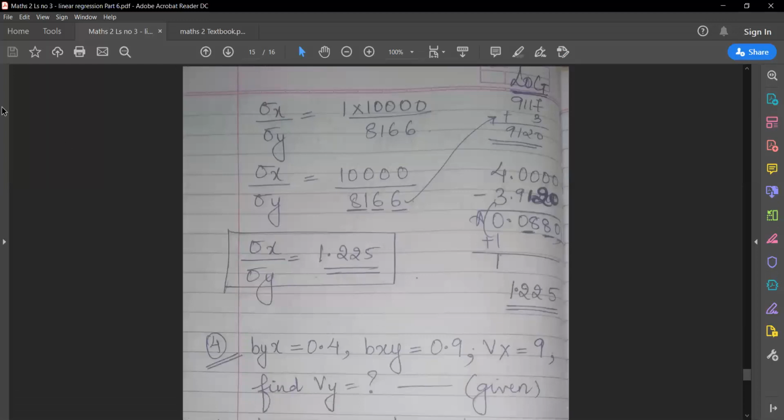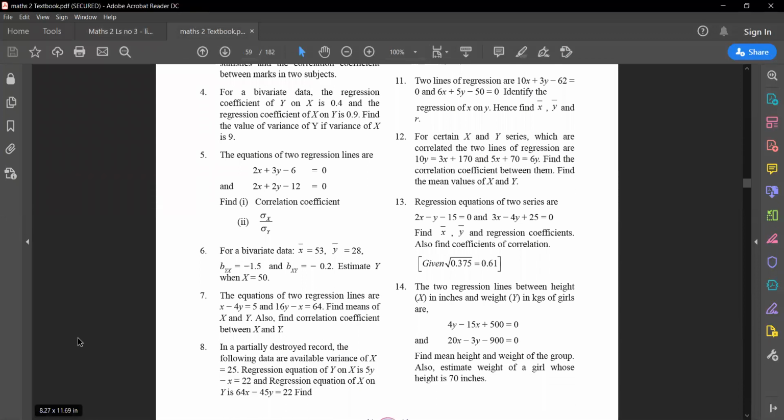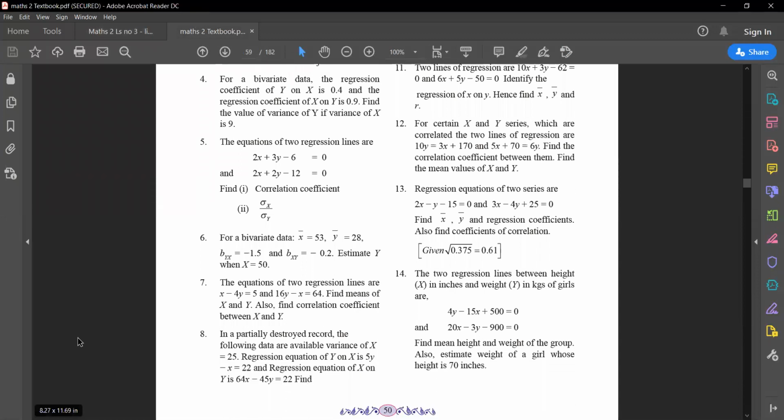So I hope you all are clear with the 5th sum, class. All right. So moving forward to the 4th sum, you can read it. For a bivariate data, the regression coefficient of y on x is 0.4.